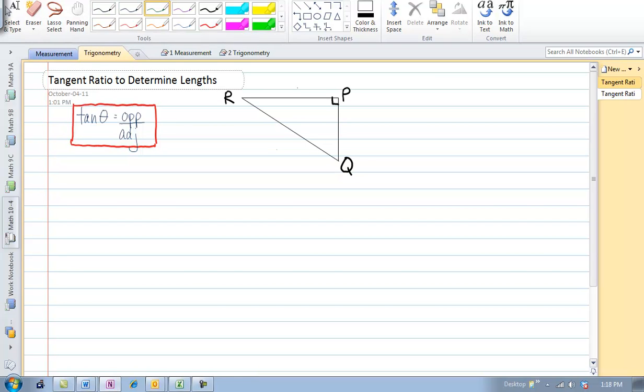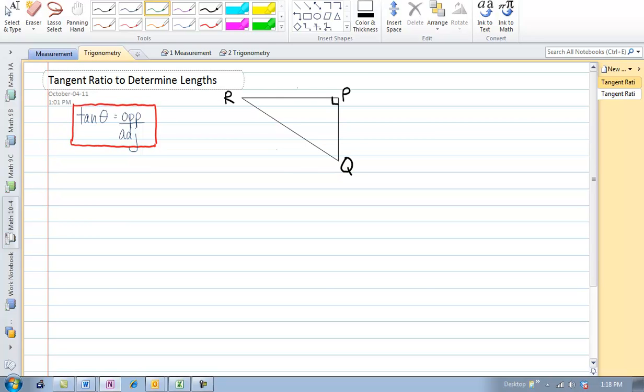So yesterday we took a look at how to use tangent ratio to determine angles. Today we'll look at using the tangent ratio to determine lengths, remembering the tangent ratio is one of three trigonometric ratios that can only be applied when you have a right triangle. So specifically, the tangent ratio looks at the lengths of the opposite and the adjacent as they relate to a particular angle.